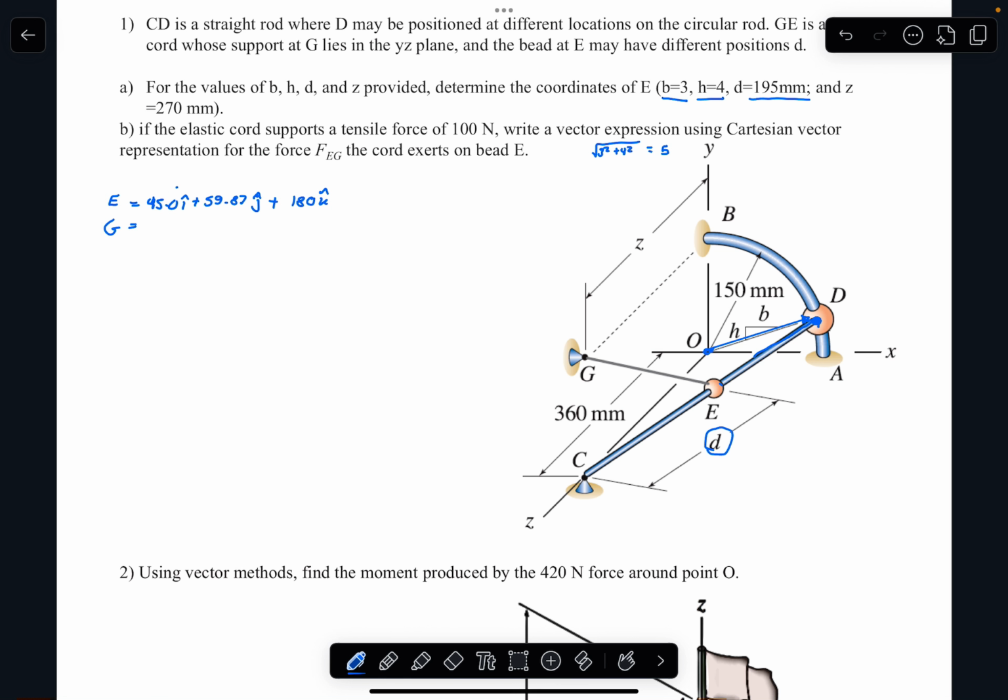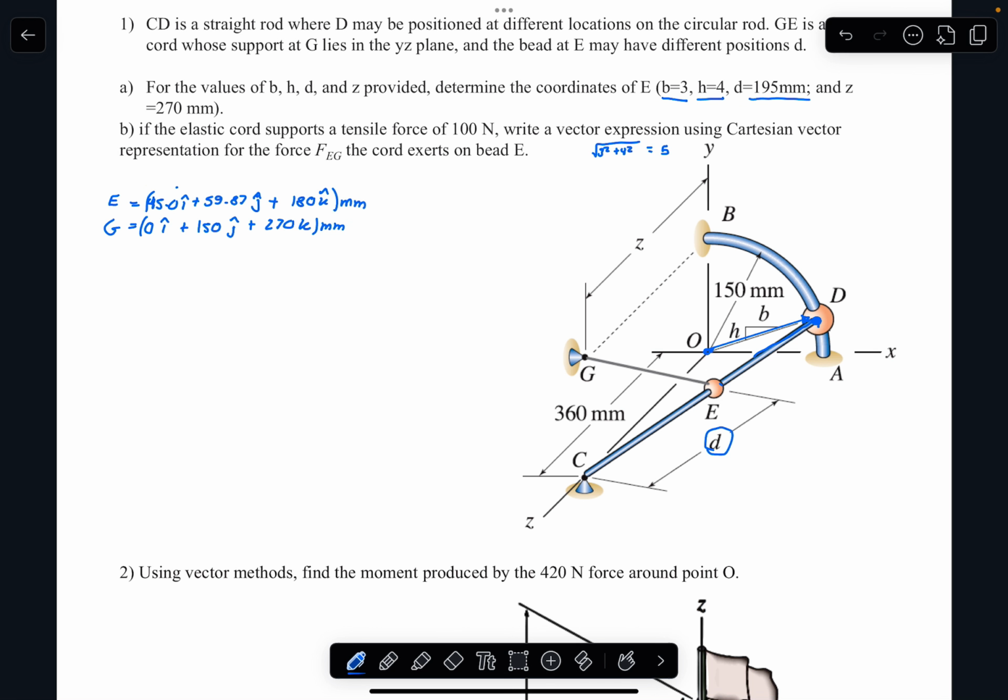Now we have E. G is very trivial to find. G is going to be at, we have to look at Z, 270, my apologies, 0 i hat plus 150 j hat plus 270 k hat. Make sure you include your units. That's how you get all your marks for the quizzes.